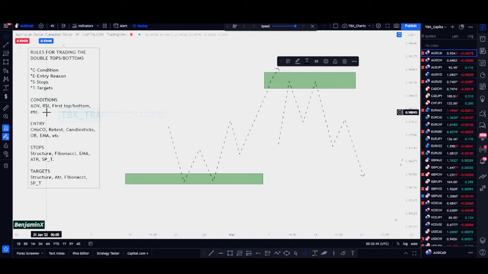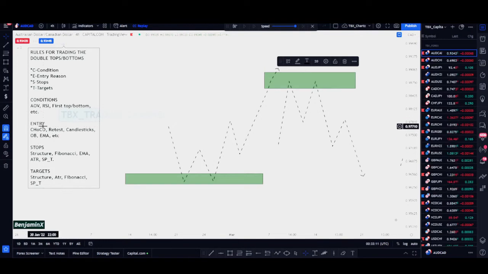Now, what is going on with our RSI when price gets to our area of value? We need to see a first top or a first bottom in order to classify the formation of a double top or double bottom. So just think about it, those are conditions. We need conditions to be met before you can say a double top is forming, or this is a double top. I hope you guys get what I'm trying to say.